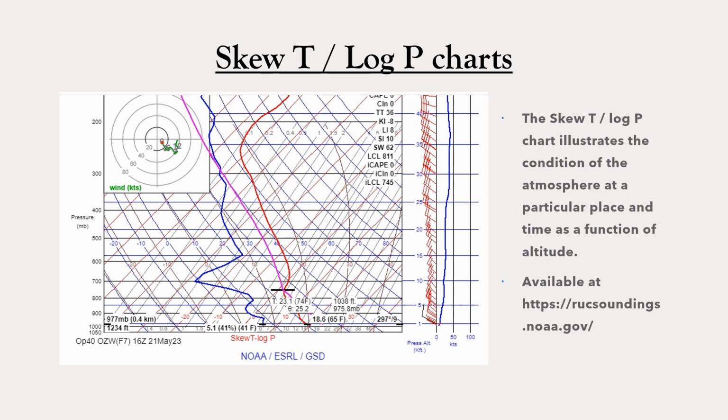On the right-hand side of the chart, there are often wind barbs as a function of altitude that help you see at a glance what the wind will be at different heights.